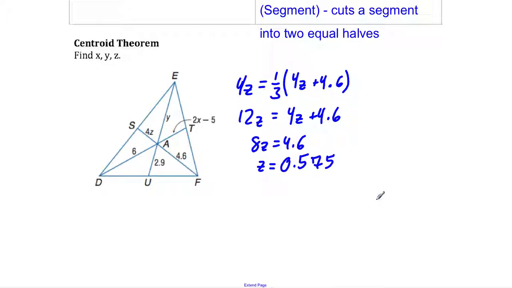And we can set up the rest of these in a similar fashion using this method. So if we look at y, I can see that this line is actually longer, right? So y is actually going to be 2/3 because this is the longer segment of the two, EA and AU. That's going to be 2/3 of y plus 2.9. And here, we could distribute the fraction. We don't have to.